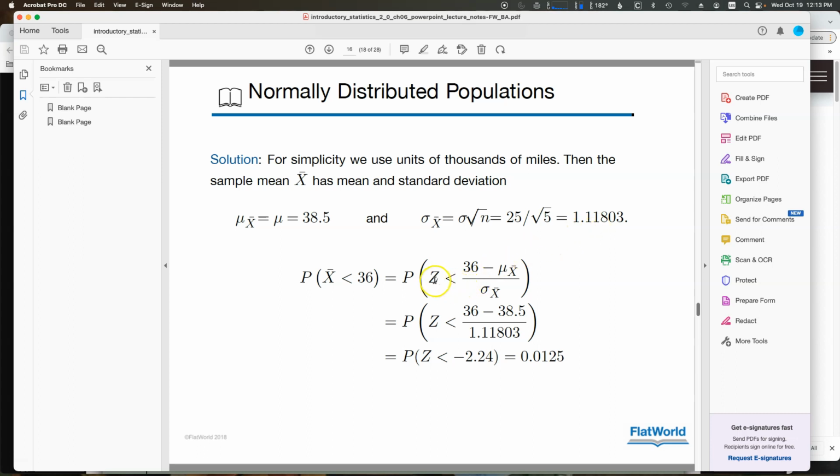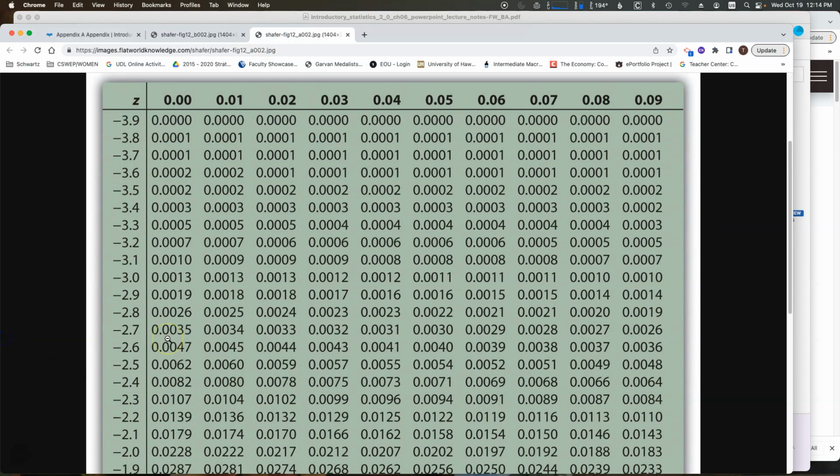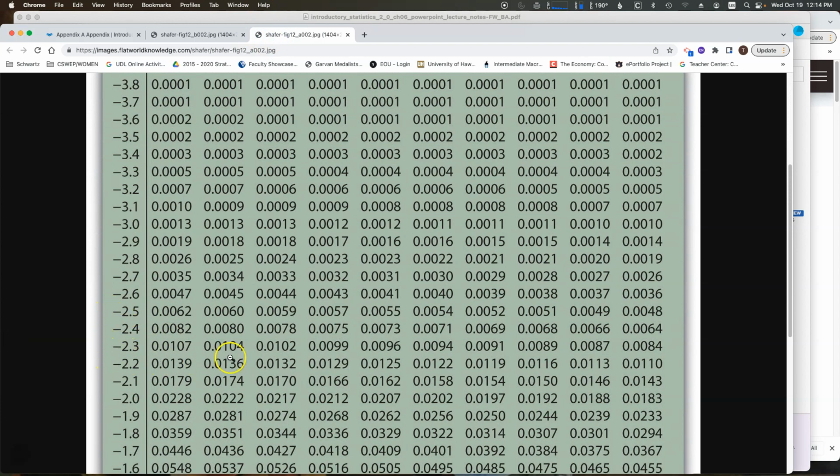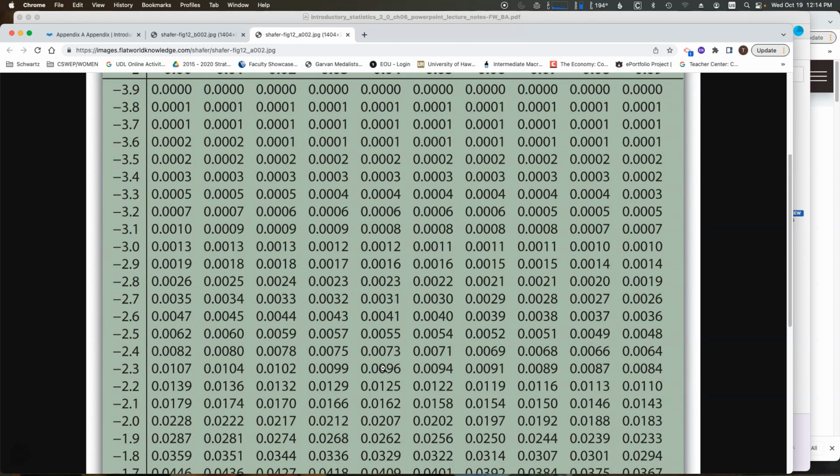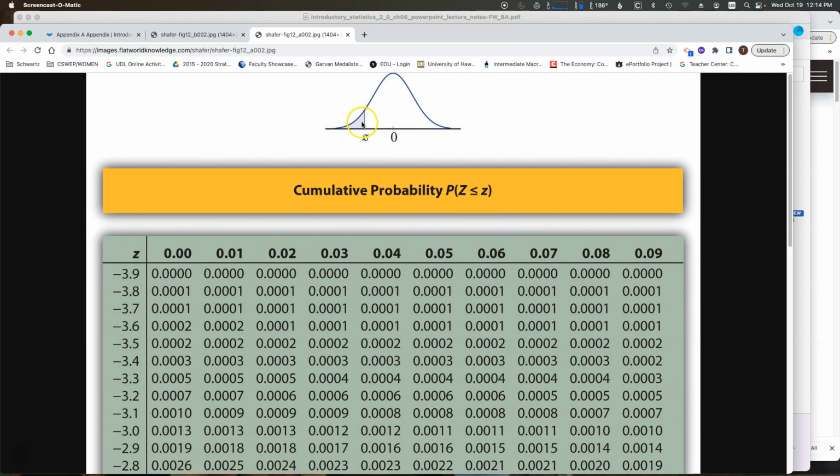And we now know that we're looking for a z-score, which is going to be less than 36 minus the mean value over the sample's standard deviation. So 36 minus 38.5 from the sample mean, over the standard deviation of 1.11, means that we're looking for the probability of a z being less than negative 2.24. Negative 2.24 gives us our 0.0125 number, and it's going to tell us our probability of being less than that.